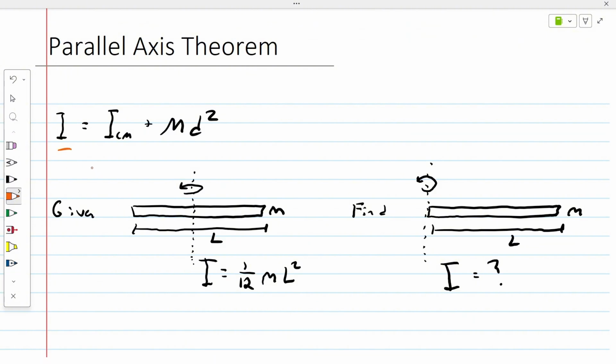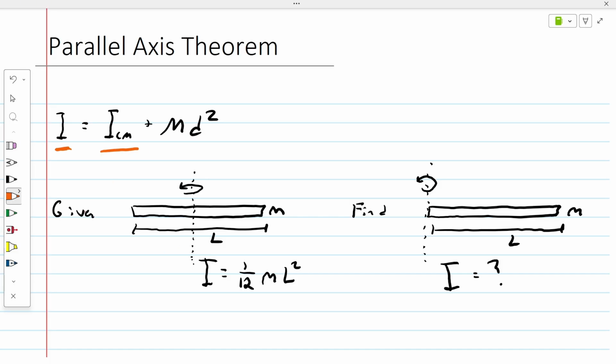So what this equation is basically saying is that if we want to find a rotational inertia of some object, it's the sum of the rotational inertia of the object rotating around its center of mass plus the mass of the object times the distance from the center of mass. So the distance from the center of mass.